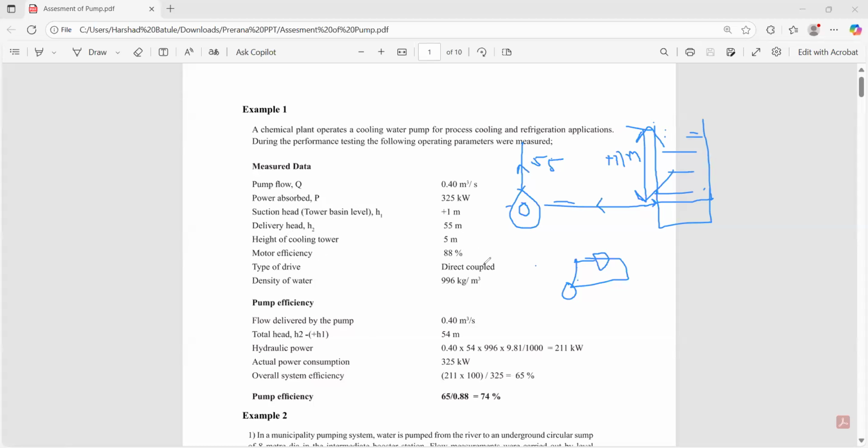Motor efficiency is 88%, and type of drive they have given is direct coupled. And density of the water is given as 996 kg per meter cube.